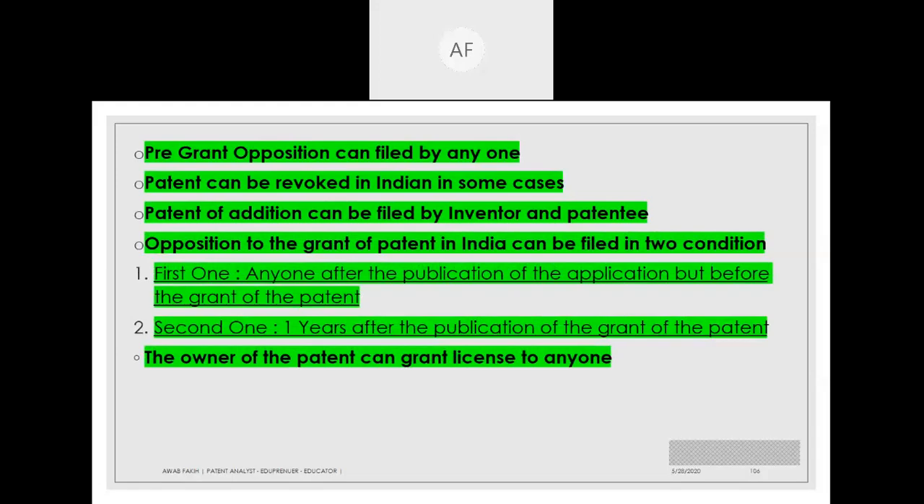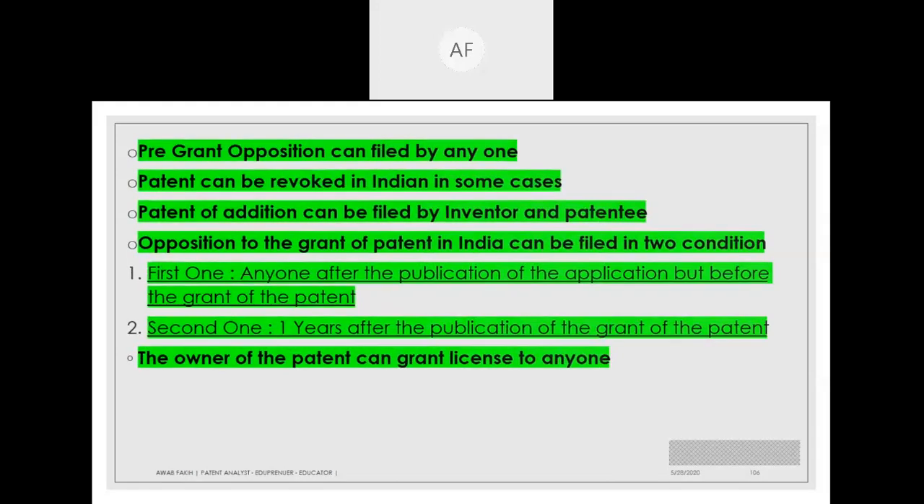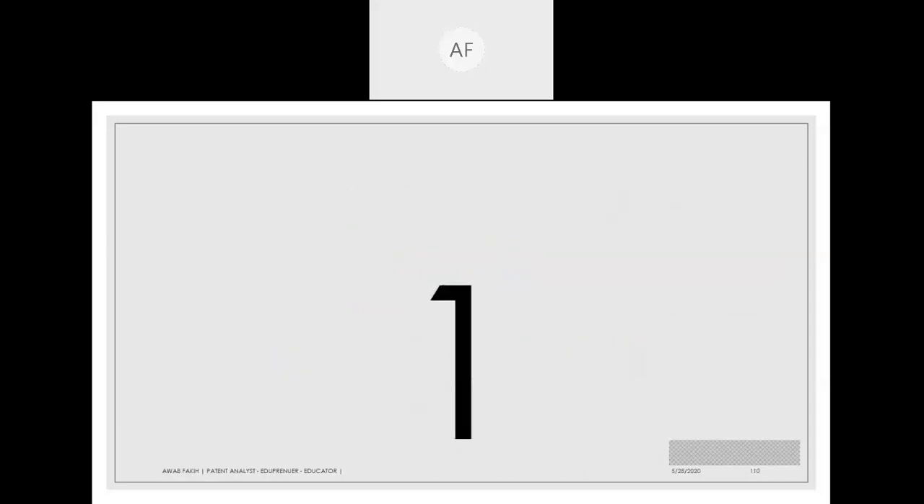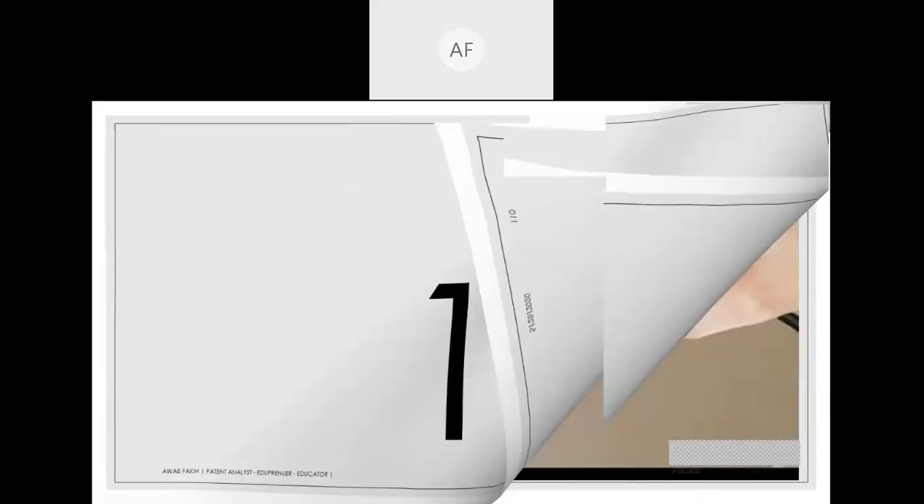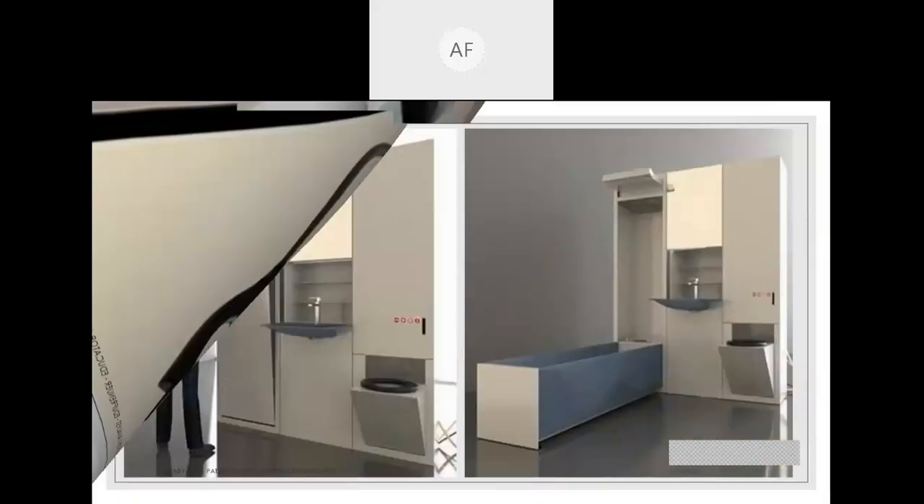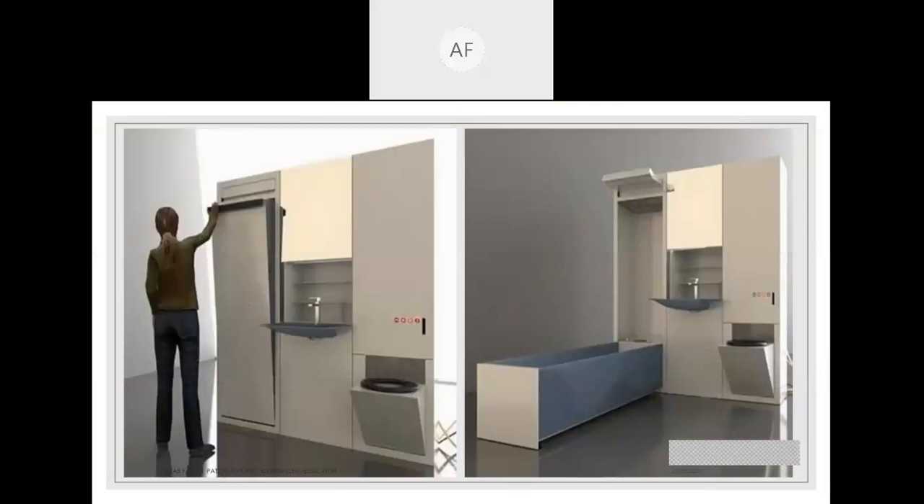So that was a very, very small, very fast recap. I just want you to enjoy a glimpse of patents and innovation and get motivated. There will be 60 plus designs. It will take hardly two minutes, 17 seconds. That's it. But just have a look at the various designs, very simple designs, which have been patented.